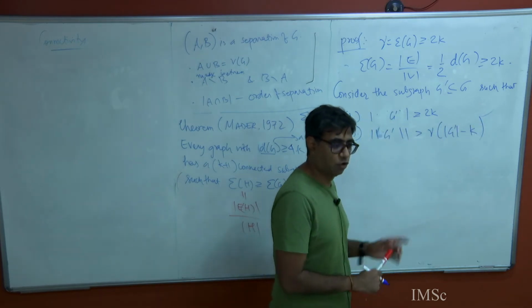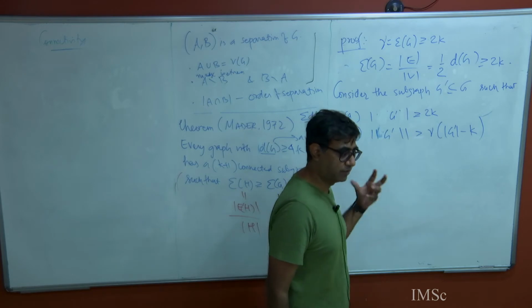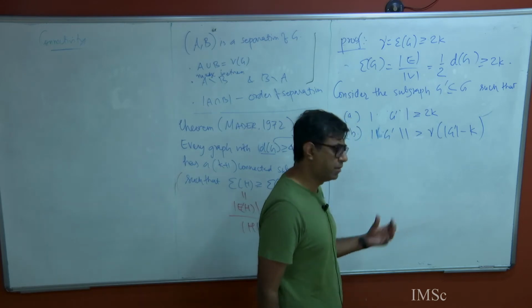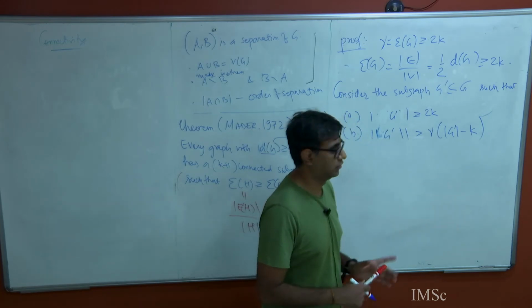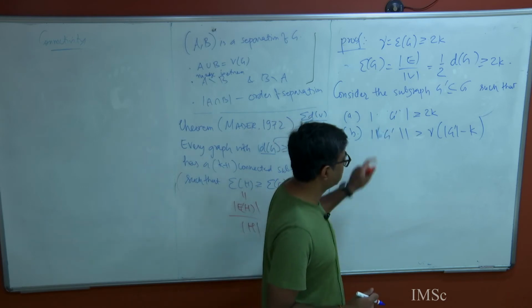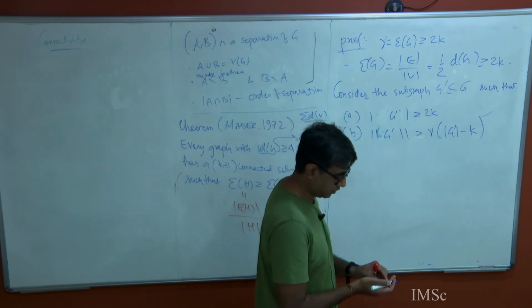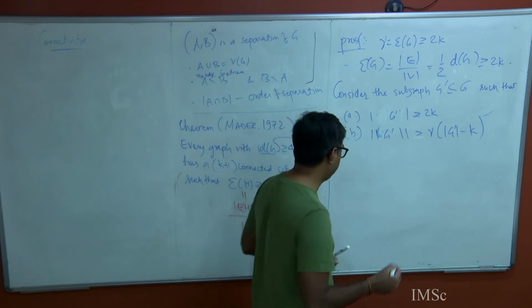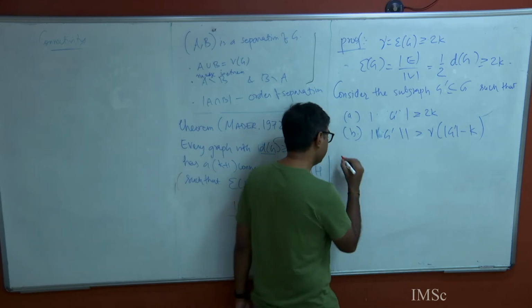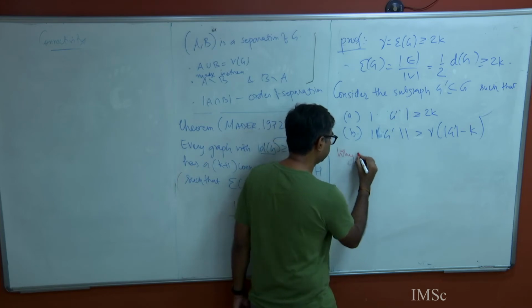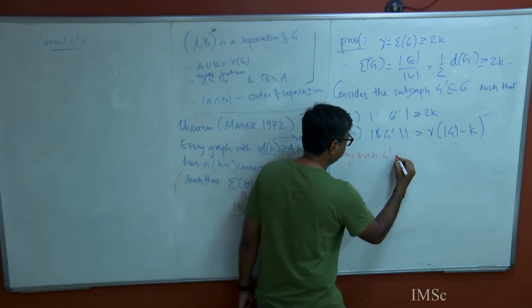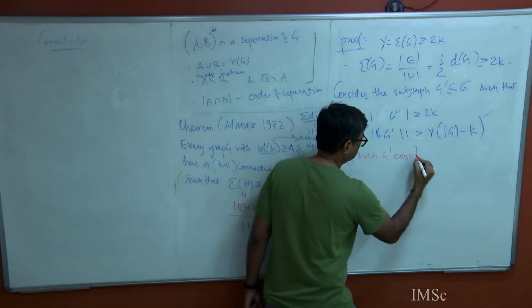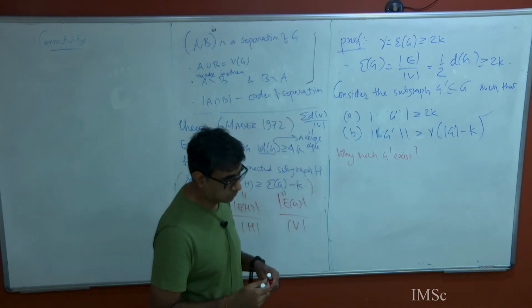Then we will ask, among all these subgraphs that satisfy this property, we will pick the one which has some further property. But first of all, why does such a G prime exist? What is the first question we should ask? Anything we want with an additional property, first we have to ask why such a G prime exists. Can you tell me?